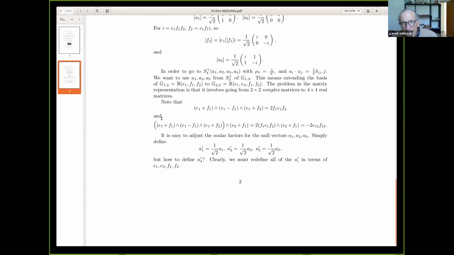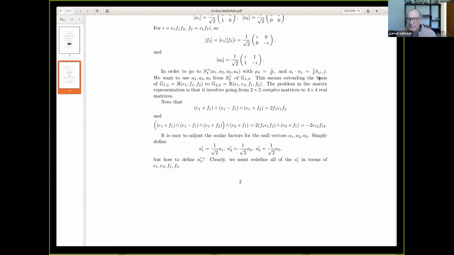Well, these ones I can adjust by simply taking A1 prime equal to 1 over the square root of 2 A1, A2 equal to A2, and 1 over the square root of 2 A3. So I'm just adjusting the scale factors for A1, A2, and A3. But I cannot define my A4 equal to E2 plus F1 because it doesn't satisfy my requirement that the inner product of these things will all be equal to 1/8.